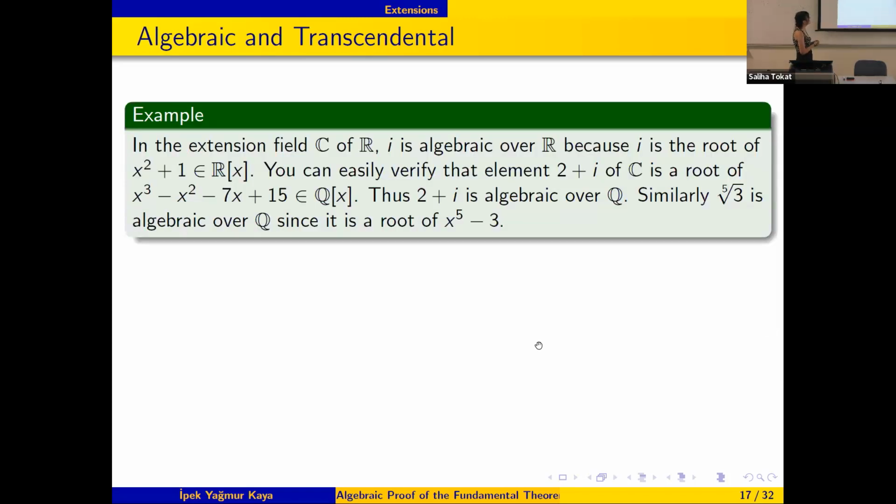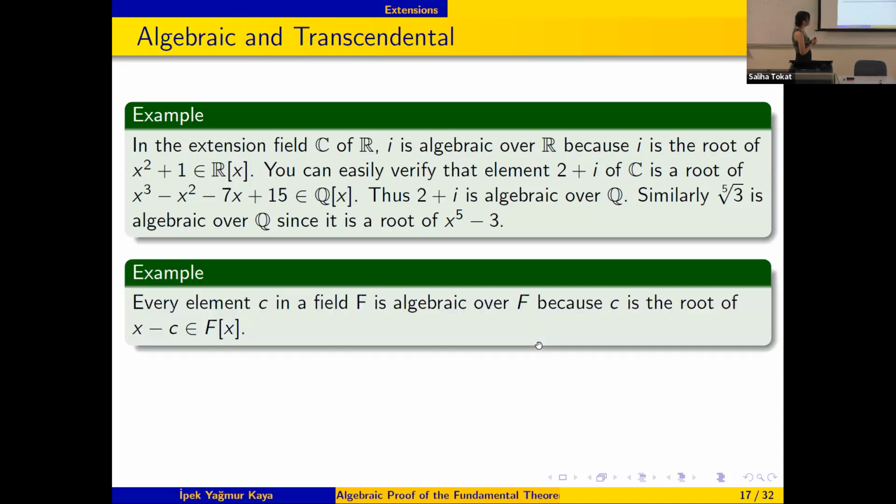For example, in the extension field C of R, i is algebraic over R because it is a root of x squared plus 1 in R[x]. You can easily verify that the element 2 plus i of C is a root of this polynomial in Q[x]. Thus 2 plus i is algebraic over Q. Similarly, the fifth root of 3 is algebraic over Q since it is a root of this polynomial.